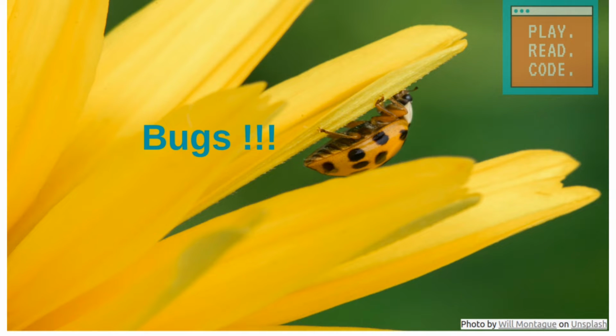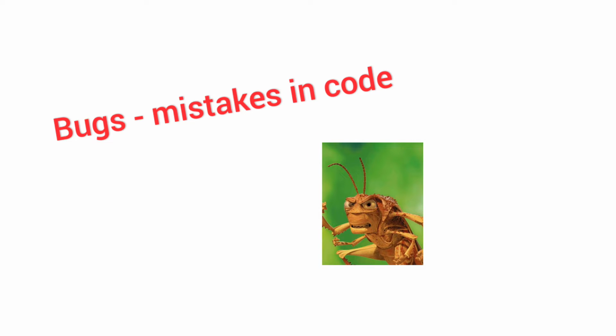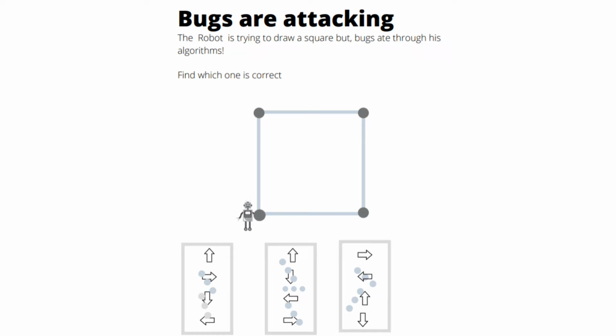Today, we are going to talk about the nemesis of every programmer, bugs. By bugs, we mean mistakes in code. As a programmer, I can safely say that half my life is finding and fixing bugs. I have a very simple activity to teach kids the concept of bugs. We have a robot who's trying to draw a square. He has 3 pieces of algorithm, but bugs have eaten through them and he doesn't know which one is correct.